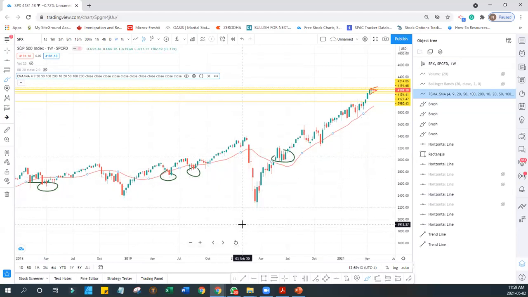Weekly is more powerful. Monthly is like best. Monthly is better.